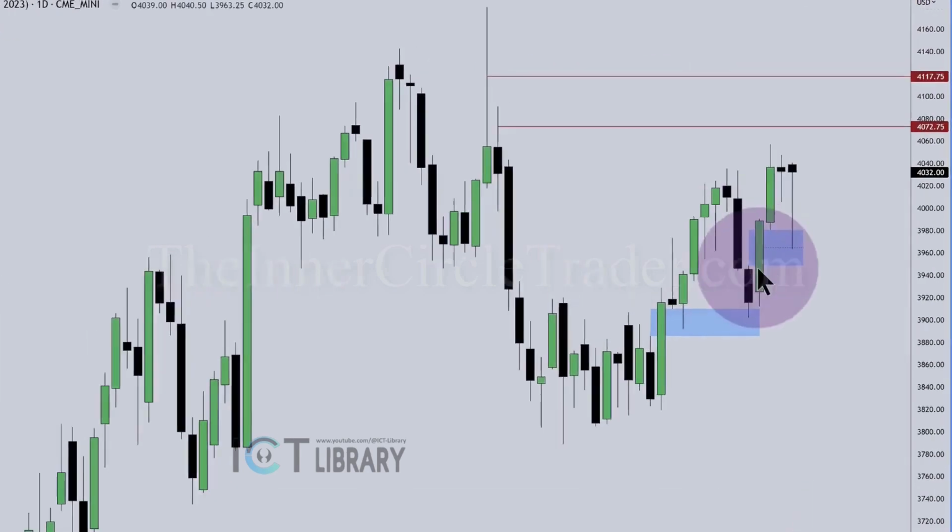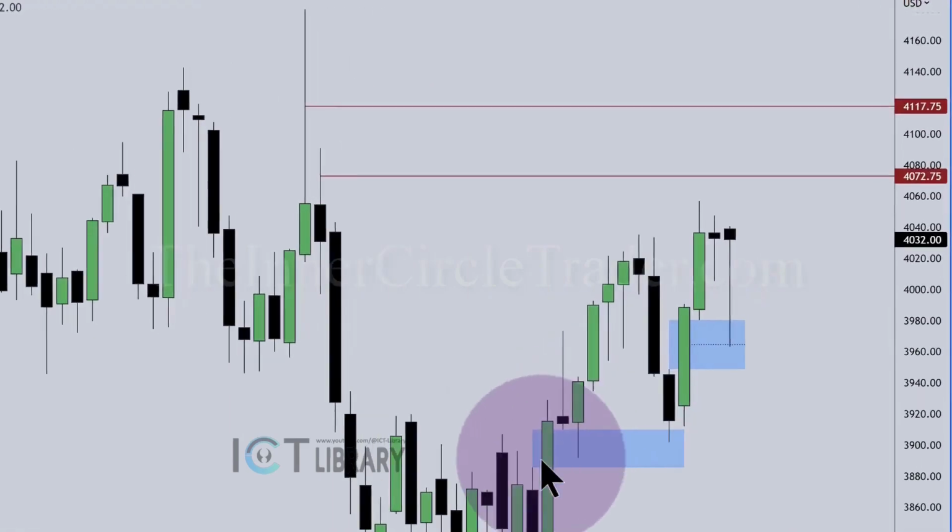4,072.75. Much like NASDAQ, we had accumulation from this original fair value gap here, bouncing, trading up to and stopping here. Most traders, like I mentioned, would expect this to be a sell-off. The market does in fact deliver that. Then we had this move here.